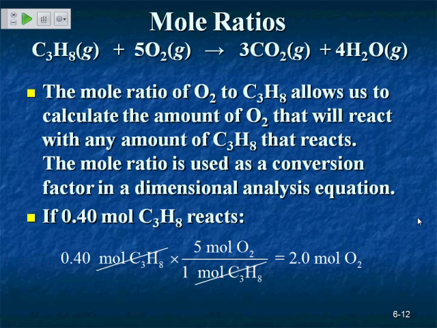So if you are starting with 0.4 moles of propane, you will need 2 moles of oxygen to react with that. Just like this, we can calculate how much carbon dioxide will be produced and how much water will be produced if you start with 0.4 moles of propane. All we need is the corresponding mole ratio written in the fractional form. So this is the heart of stoichiometry, the mole ratio conversion.